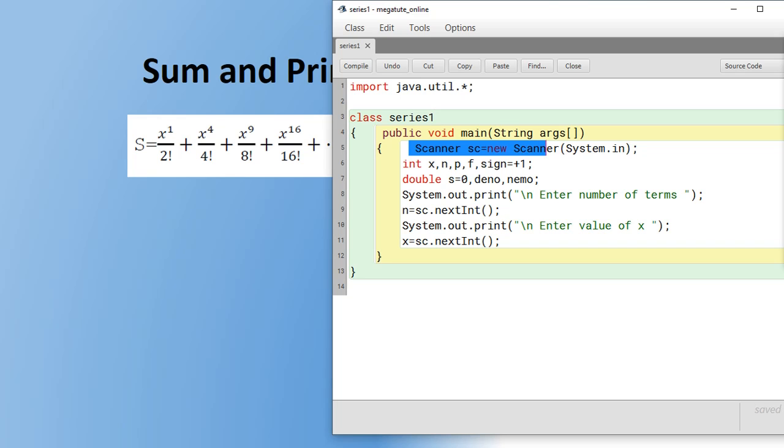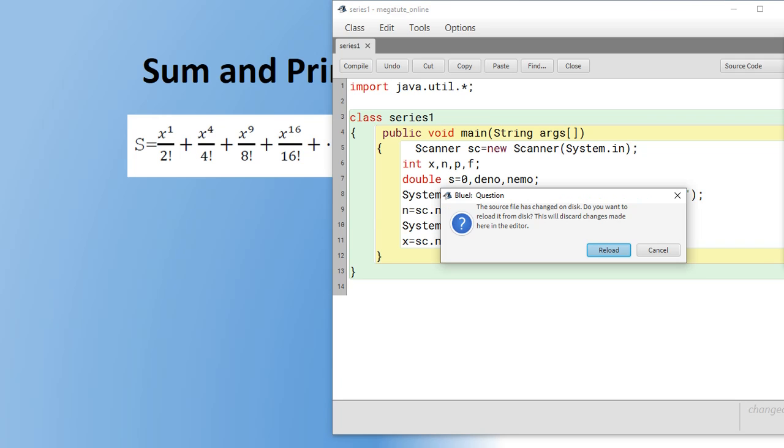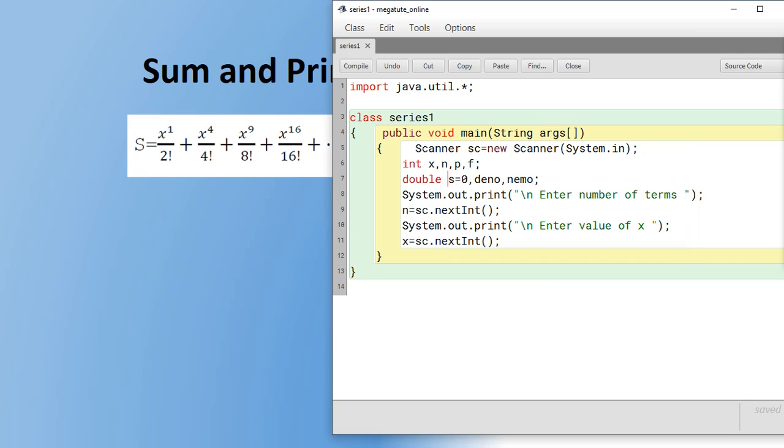I have taken a Scanner class to take the input. The variables are x for the value of x, n for number of terms, p for the power, and f for the factorial, because we know the denominator shows us the factorial. Since I don't need the sign right now because all terms are positive, same sign. Sum equals 0, double, because we need the sum, of course. Then denominator and numerator are the part of the fraction. Now I have taken the number of terms from the user into n and the value of x from the user.